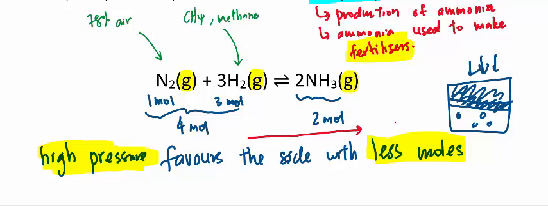Is this the product? Am I making more of it? So high yield. Get it or not? It favors the side with fewer moles. Who has fewer moles, the reactant or the product? Product.